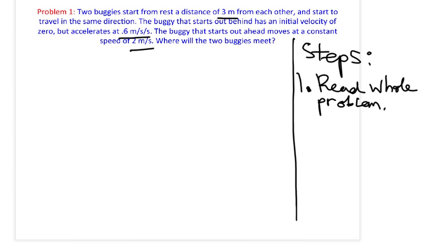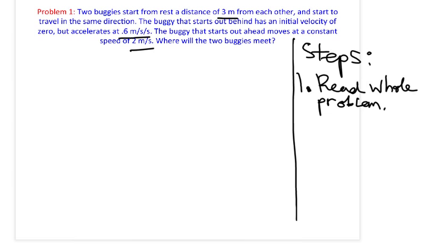So here's our problem. We have two buggies, the little cars. They start from rest, a distance of 3 meters from each other, and start to travel in the same direction. The buggy that starts out behind has an initial velocity of 0, but accelerates at 0.6 meters per second squared. The buggy that starts out ahead moves at a constant speed of 2 meters per second. Where will the two buggies meet?